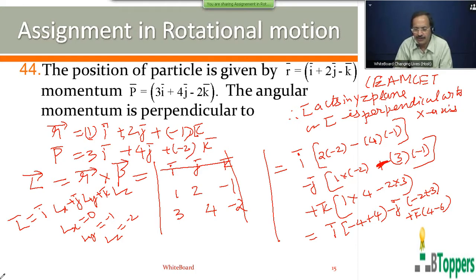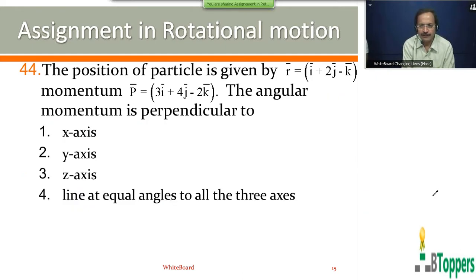If you want to copy the solution, you can take a pause and copy the solution. So for question number 44, which I just discussed, first option will be the answer. See the question number 45.